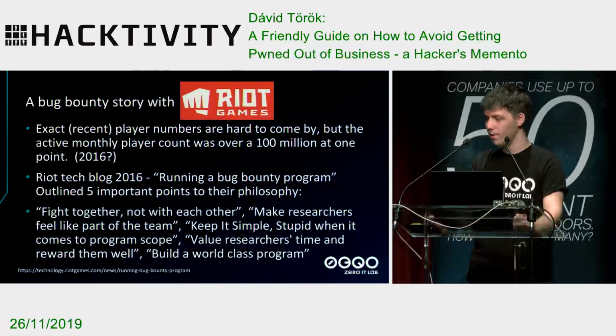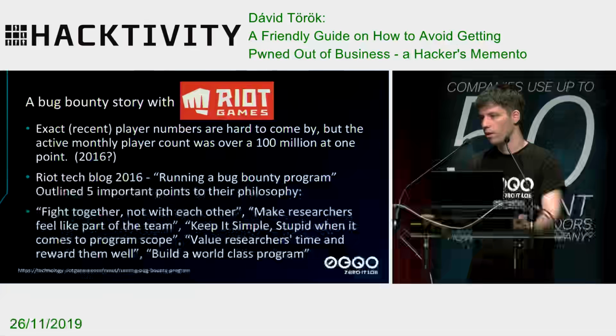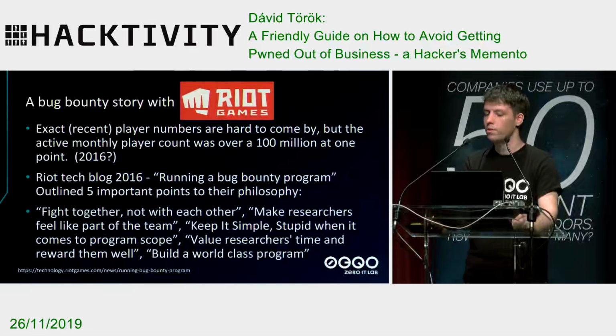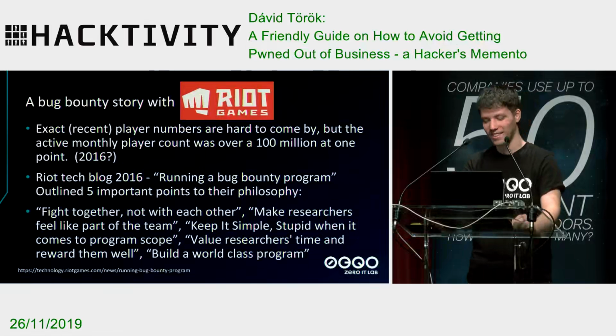And if you look at them, this largely covers what I told you about how you should do bug bounties. Fight together and not with the researchers, obviously. Make sure the researchers are awarded and they feel like part of your team. After all, you're working for the same cause. Keep it simple and stupid so that they understand where your limits are. And value the researchers' time by paying them what their research is worth. That's how you build a world-class program that attracts the best people. And they know that too, which is great.